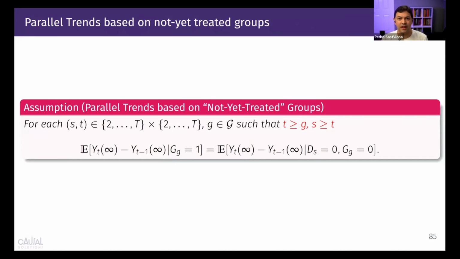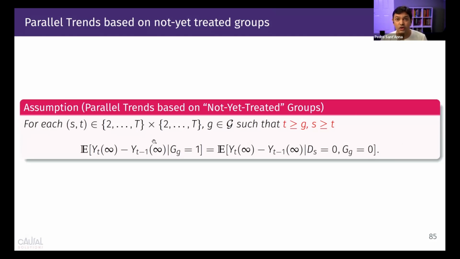But Pedro, are there trade-offs between these two assumptions? Yes, there are trade-offs about these two assumptions, right? In general, parallel trend assumptions involving the not yet treated units do not restrict only post-treatment periods. It also restricts some pre-treatment periods. This means that this assumption here is testable, right?